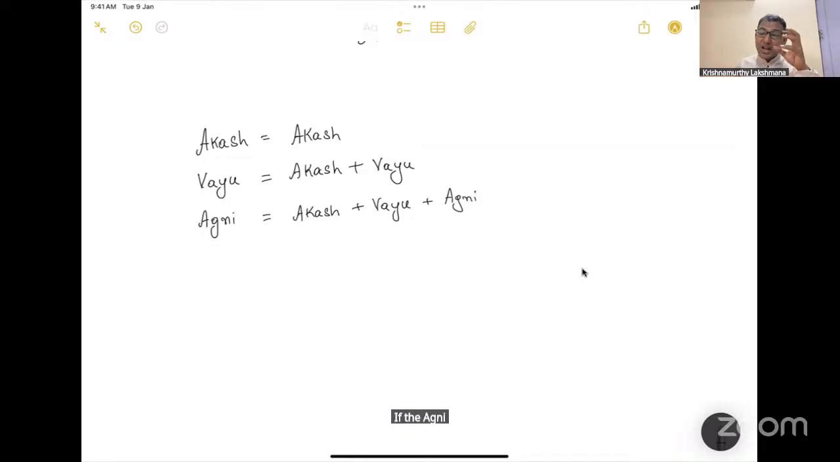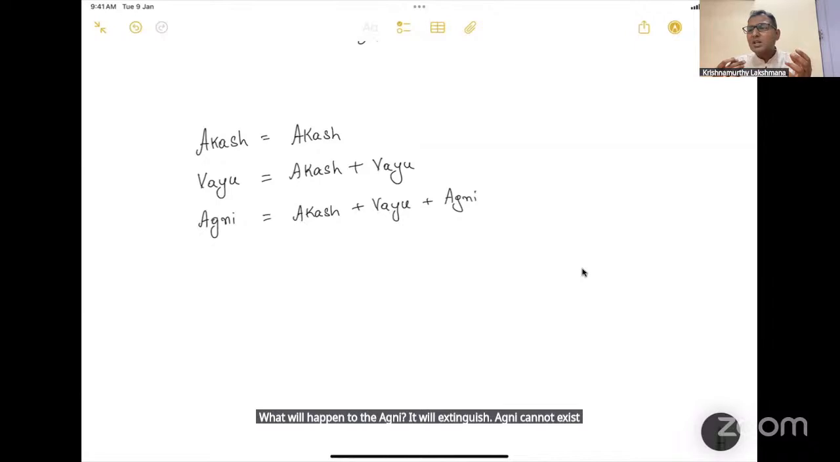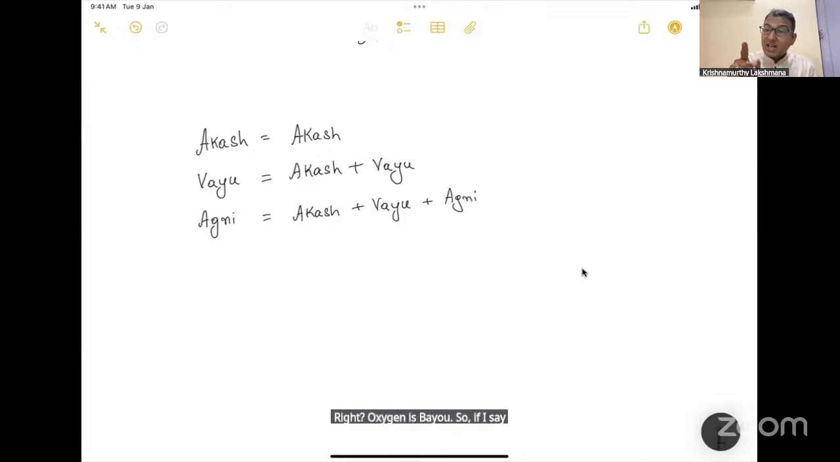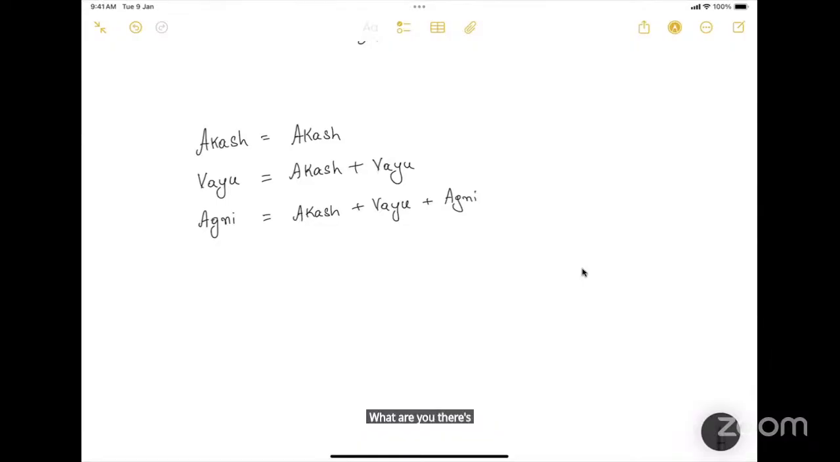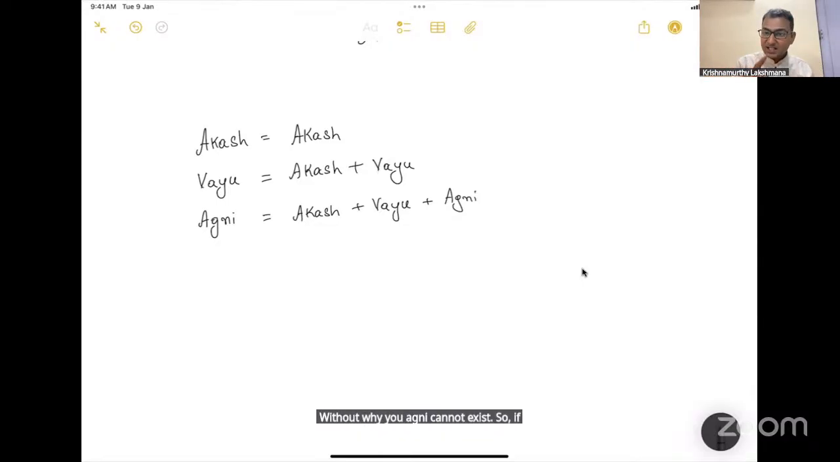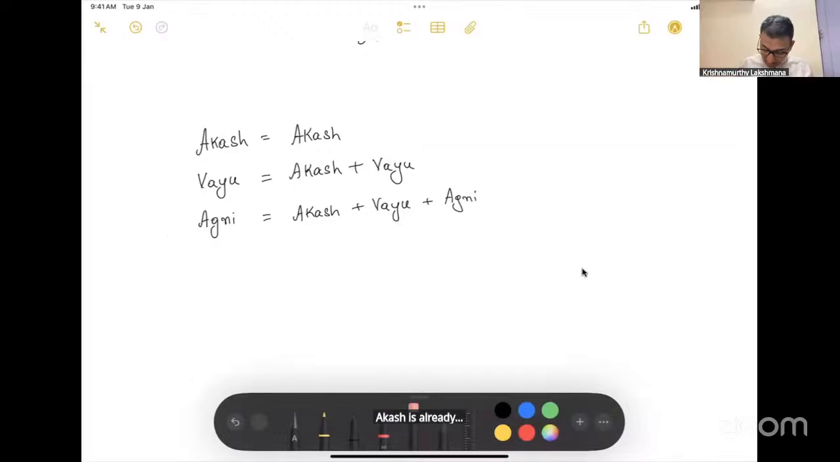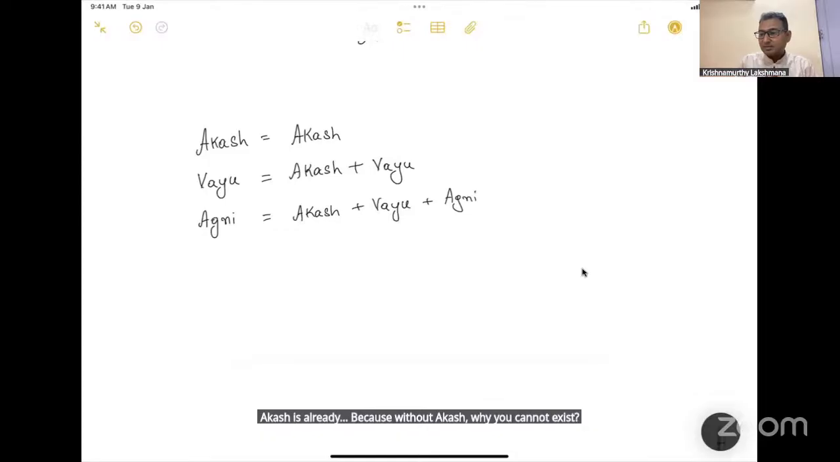If the Agni is there and I take away air from the Agni, imagine a candle is burning and you cover it with a cup or a glass. What will happen to the Agni? It will be put off. It will extinguish. Agni cannot exist without oxygen, Vayu. Oxygen is Vayu. So if the fire is burning, it means Vayu is there. Without Vayu, Agni cannot exist. And if Vayu is already there, then Akash is already there, because without Akash, Vayu cannot exist. You are seeing the link?